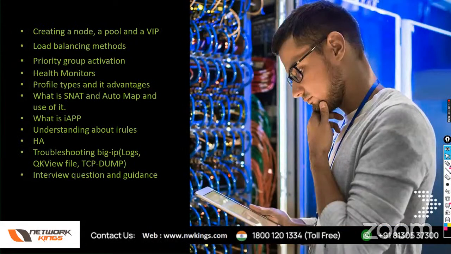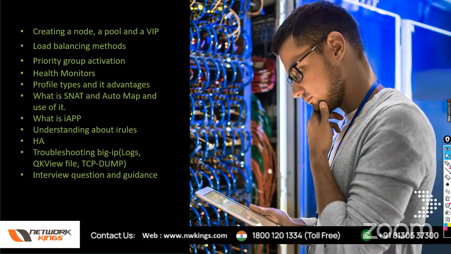And there are some functions in F5. We call them a node, a pool, and the virtual IP, which we call VIP. We will see how you can configure those in your F5. And yes, we have different types of load balancing methods: how the traffic is load balanced across the different servers, and how F5 takes an intelligent decision while passing the traffic to the backend servers. We'll discuss this as well.